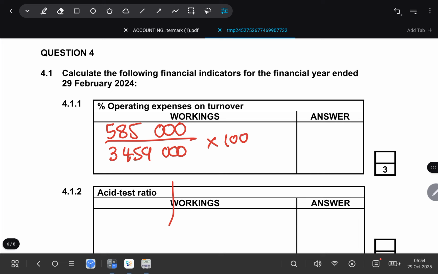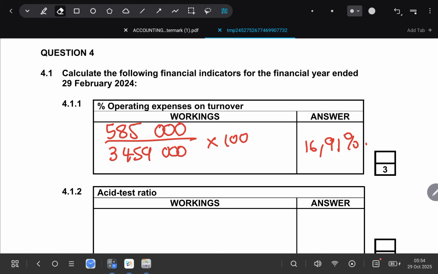Remember guys, you must make sure that you know the formulas. So 585,000 divided by 3,459,000 multiply by 100 gives us 16.91%. So we'll have our answer as 16.91%. Then you move to the next one.